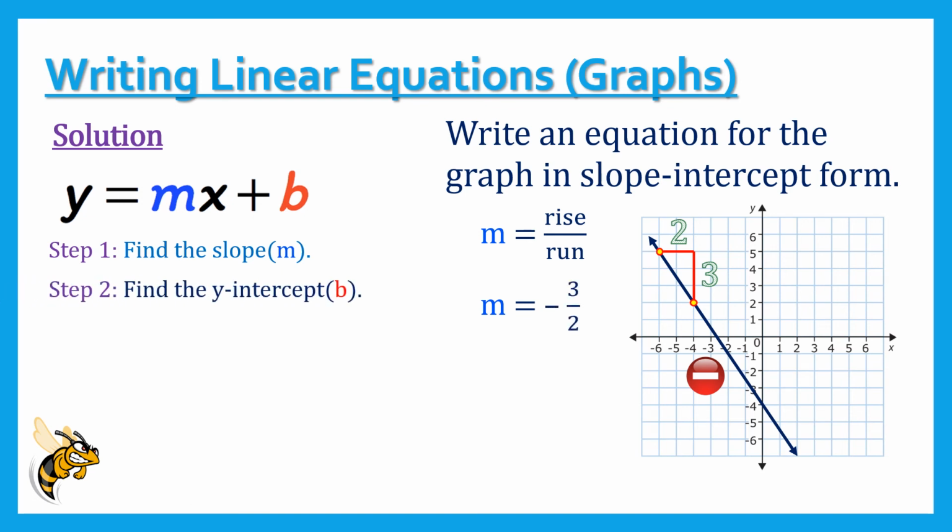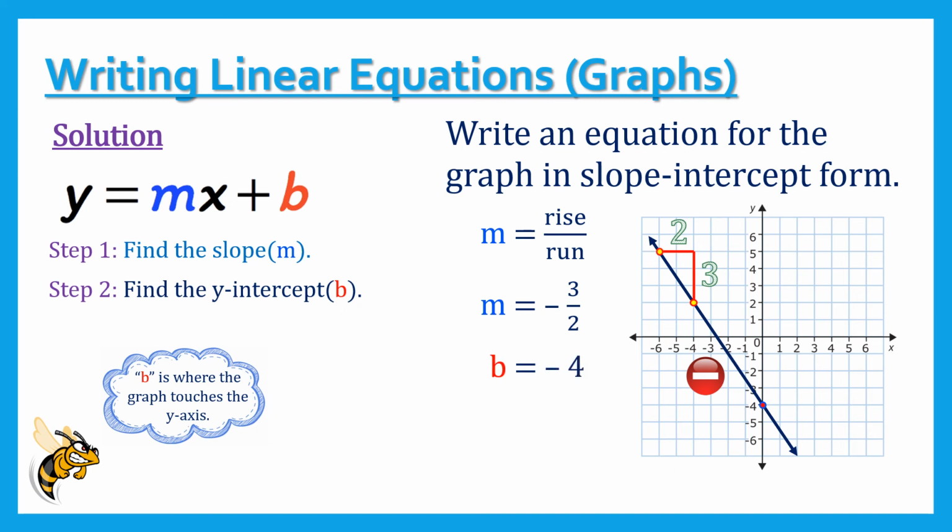Step 2 is to find the y-intercept. Your y-intercept is wherever the graph touches or crosses the y-axis. And in this case, it will be at negative 4. So therefore, b is equal to negative 4.